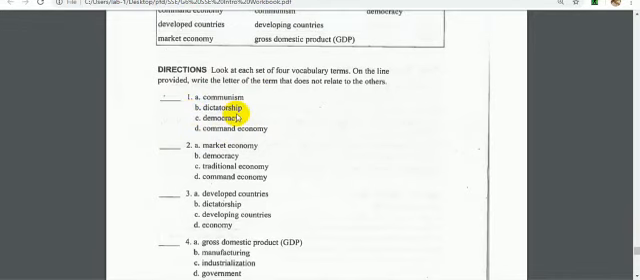Number 2: market economy, democracy, traditional economy, command economy. Of course it is democracy. Why democracy? Democracy is a form of government, while all the others, A, C, D, are types of economy. Number 3: developed countries, dictatorship, developing countries, economy. Of course it is dictatorship. Why? Also it is a form of government, but all the others are aspects of economy.